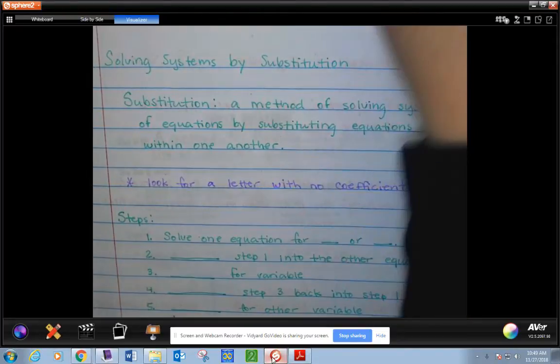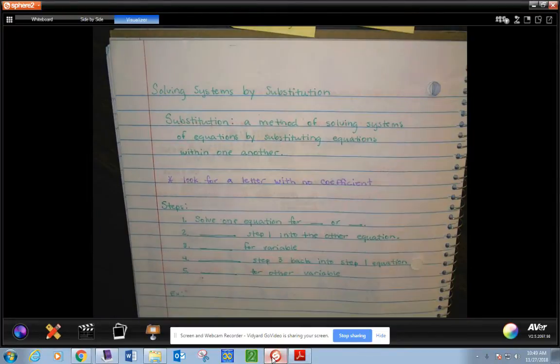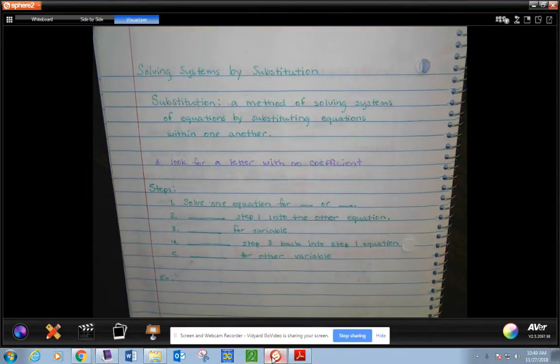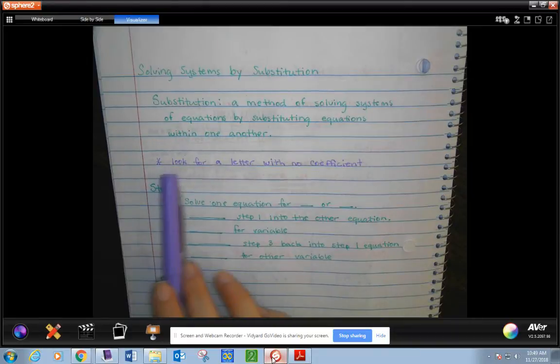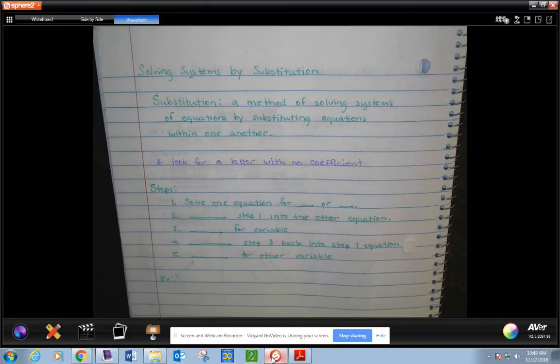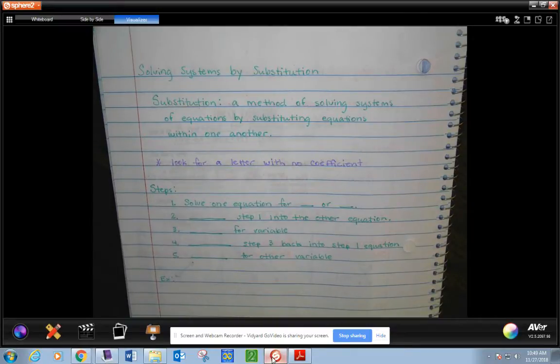I'm going to zoom this out just a little bit so that if you want, you can pause and write this stuff for me. Once you have it written, we will fill in these blanks. Substitution is just a method of solving systems of equations by substituting equations within one another. So you're going to take something and plug it into its spot. A big hint is you want to look for a letter that has no coefficient, so a letter by itself, like x or y.